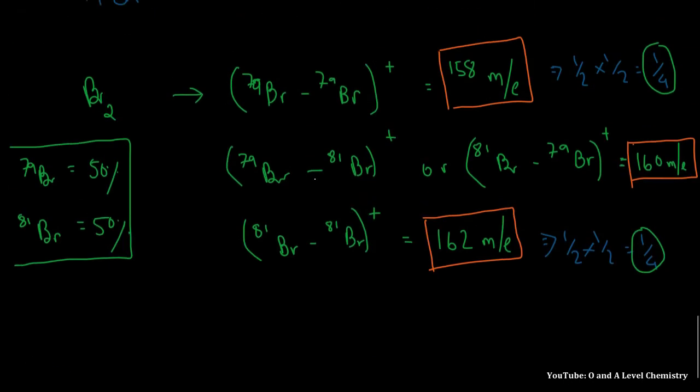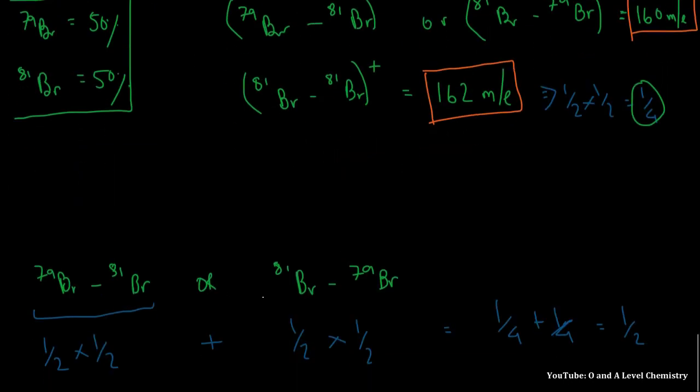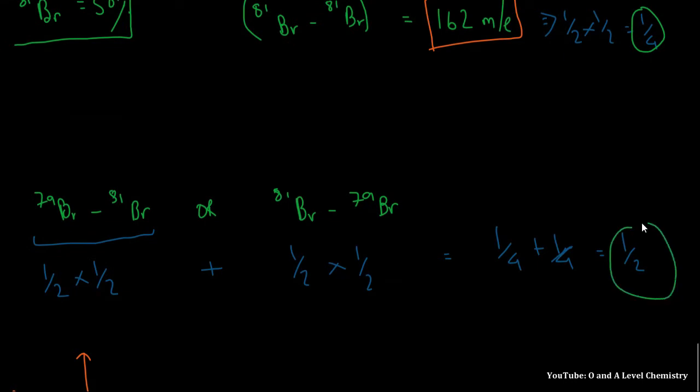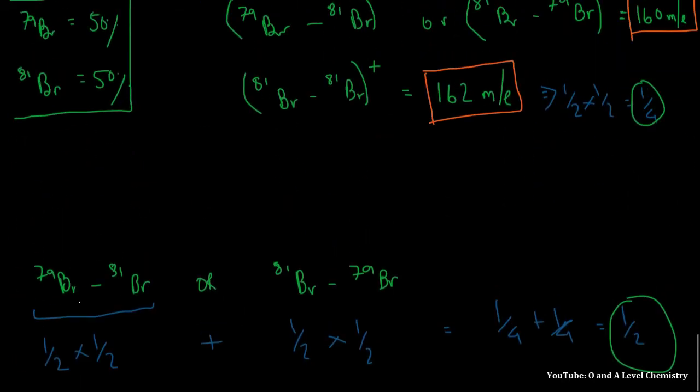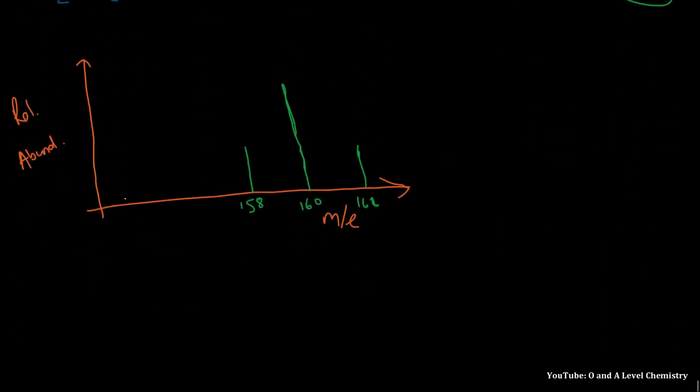But now let's look at this one, the 160, which is this one. Its height is 1 half. So its height is twice that. 1 half is twice 1 by 4. So this is how you would see it. And also don't forget that fragmentation could occur. These bonds can break in half. And if that happens, you would also see some peaks at 79 and 81. So these are the fragments, right? These are from fragments of bromine molecules splitting up.